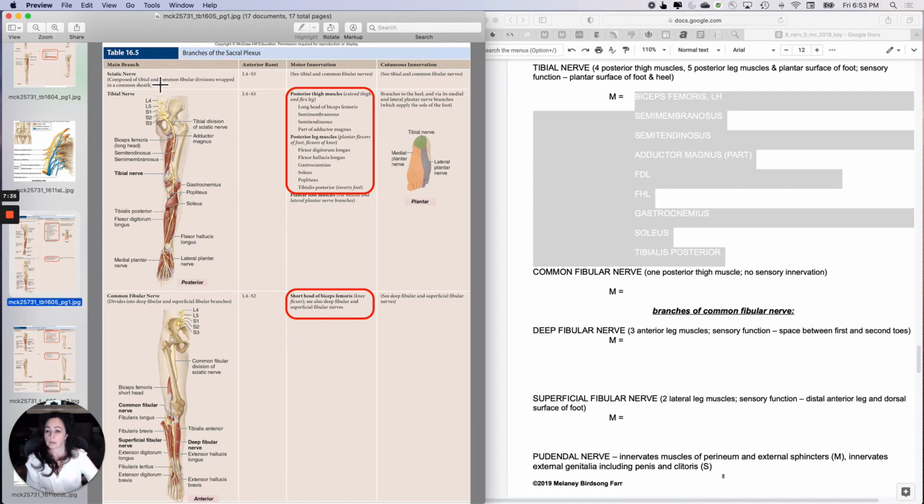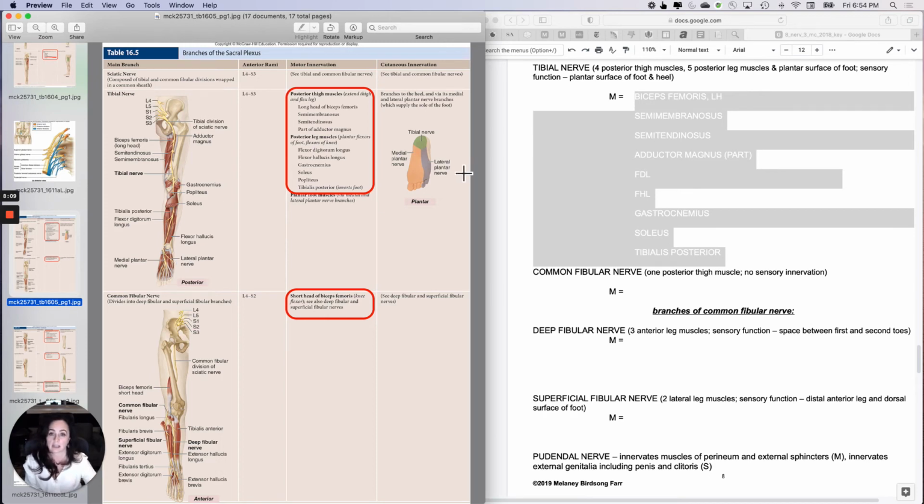So here's your tibial nerve, right? Tibial nerve goes by all of these muscles as it's going down the back of the thigh, and then it's going to go down all of those posterior leg muscles. So the biceps femoris long head, okay? The semimembranosus and semitendinosus and part of the adductor magnus, flexor digitorum longus, flexor hallucis longus, gastrocnemius, soleus, and tibialis posterior. So most of the back of the thigh and leg, not all of it.